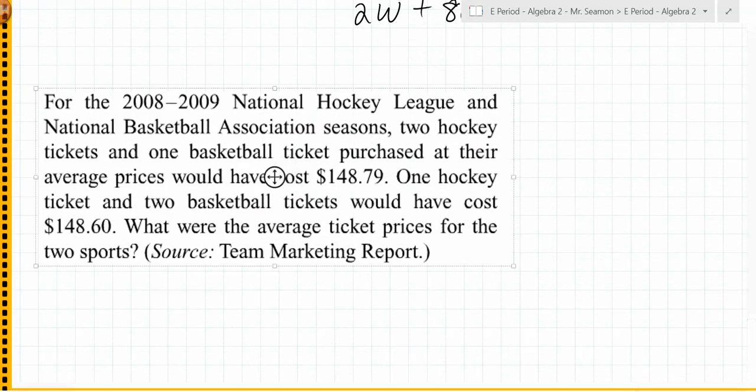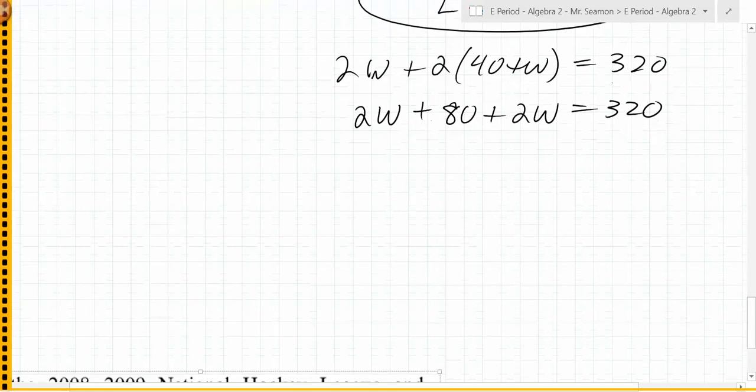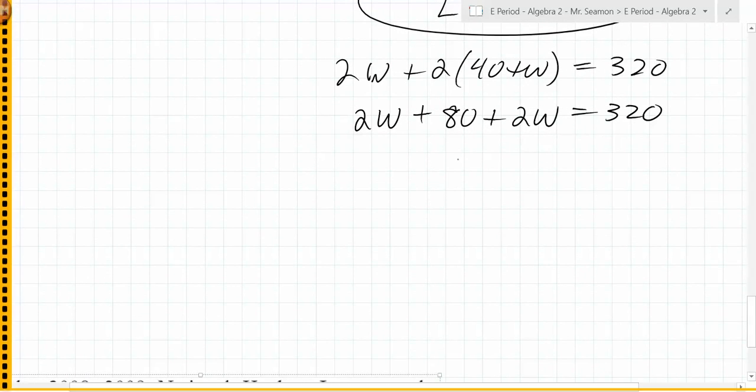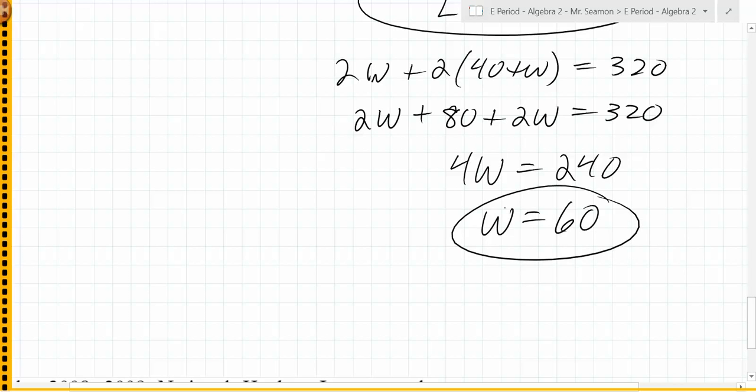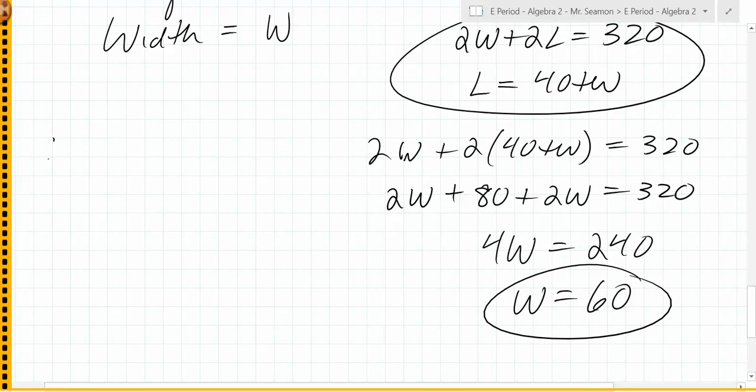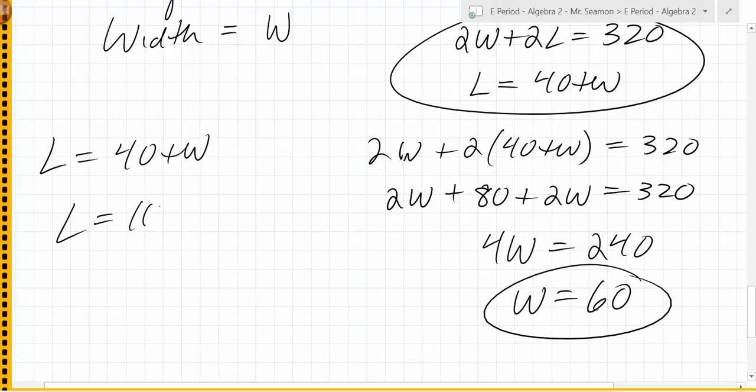How comfortable are you with finishing that? How many w's do you see? 4w equals 240, so w is equal to 60. We're not done yet because we also need length, but they tell you that L is equal to 40 plus w, so L is equal to 100. So there's your answer right there.